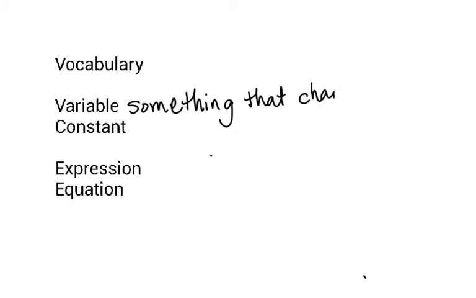So a variable is just something that changes. So if you look at life, the weather changes, that's variable. Time changes, that's variable. Anything that changes is a variable. In math, we're going to show this using letters. So X, Y, Z, any letter is a variable. We can plug in different values for it.